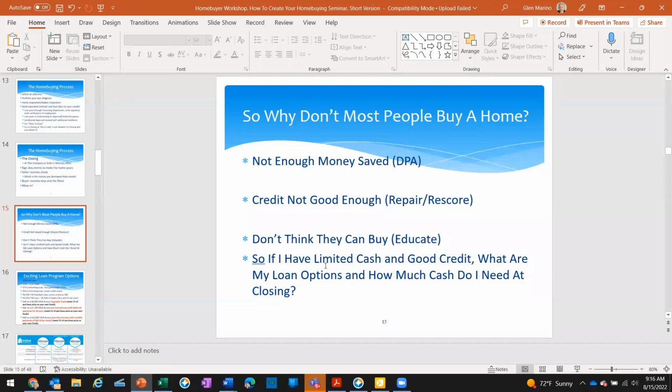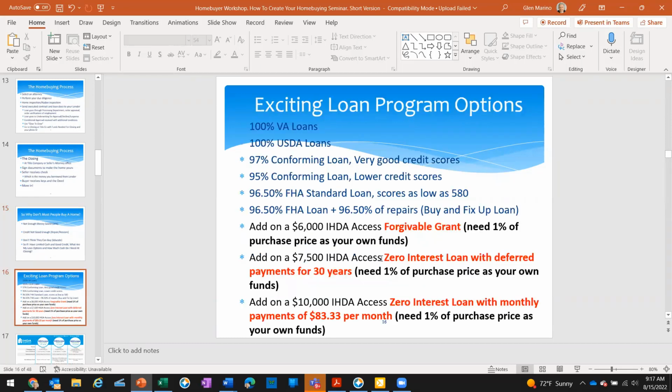So if I have limited cash and good credit, I either have it or I've gone through credit repair and I now have the minimum credit score. What are my loan options? How much cash do I really need to bring to closing? Let's take a look at some of the exciting programs that are available to a homeowner.